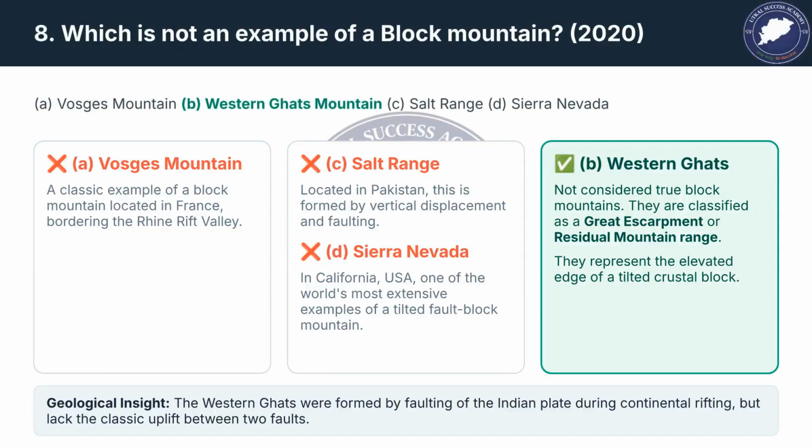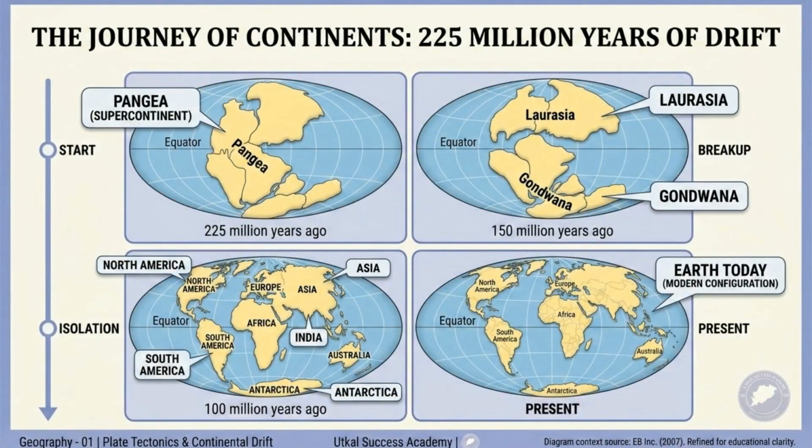The Western Ghats are not true block mountains. They are classified as a great escarpment or residual mountain range. They were formed by the faulting of the Indian plate during continental rifting, but lack the classic uplift between two faults. This image illustrates the journey of continents over 225 million years of drift, from the supercontinent Pangaea to the modern configuration of Earth today.